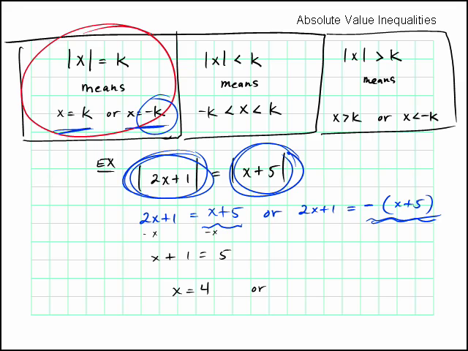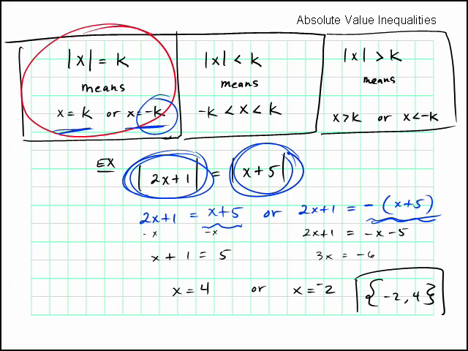Over here, you've got to distribute that negative sign, like that. Let's see, 3x will be equal to negative 6. And if I did that right, that should be x equals negative 2. And so our two solutions to this absolute value equation are negative 2 and positive 4. Okay, so that's what you do if you have an equation with two absolute values in it.